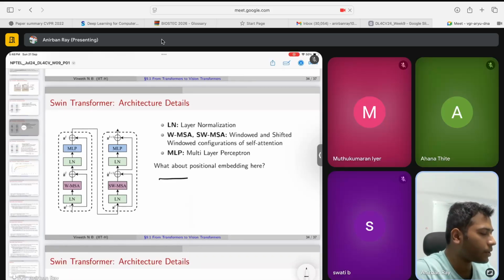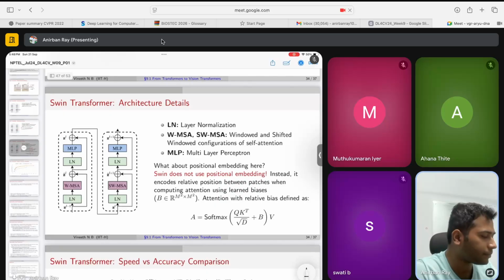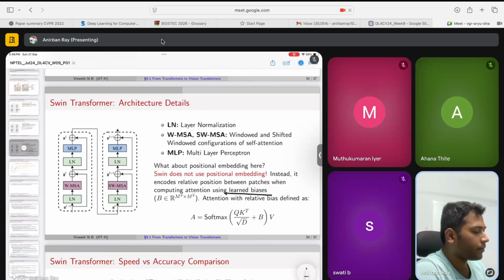Now the positional embeddings they're talking about. It does not use positional embedding; instead it encodes the relative position between the patches when computing attention, using learned biases. It uses a learned bias, which is the relative position between the patches. Attention with relative bias is defined as this.